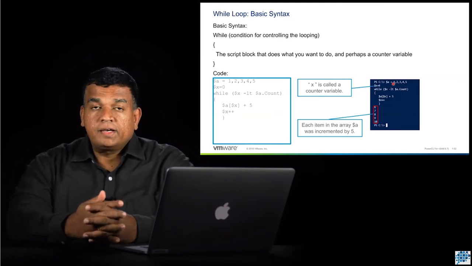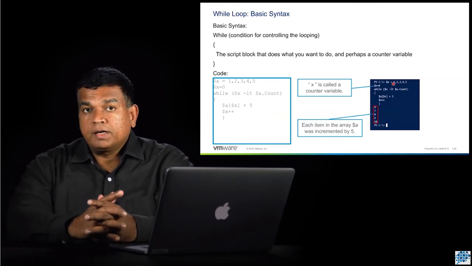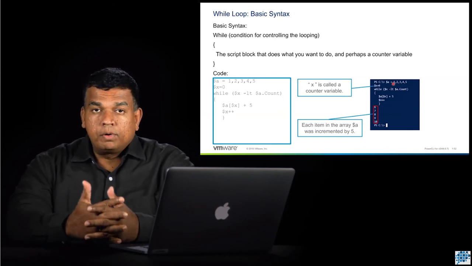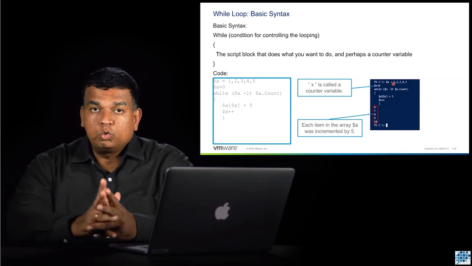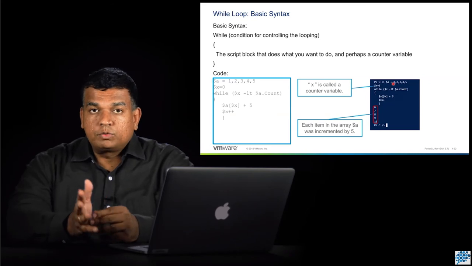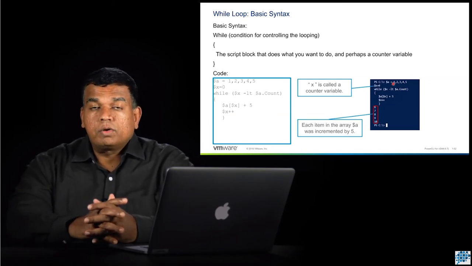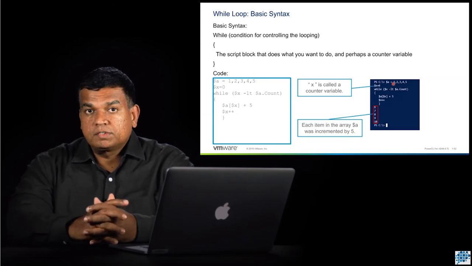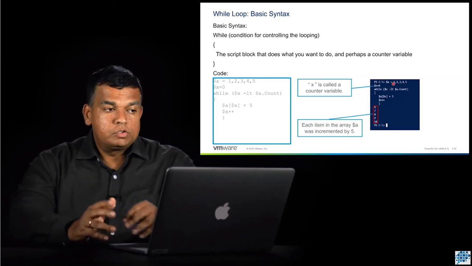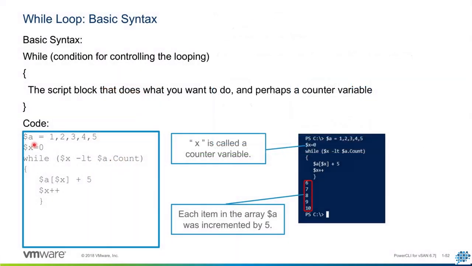But let's say that you want to perform a task n number of times. Let's say you want to do something 5 times or 10 times or maybe 100 times. For that, one of the useful looping mechanisms is the while loop. So let's see what the syntax looks like.